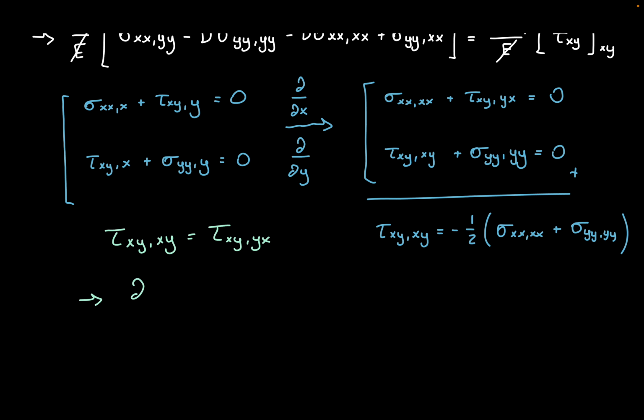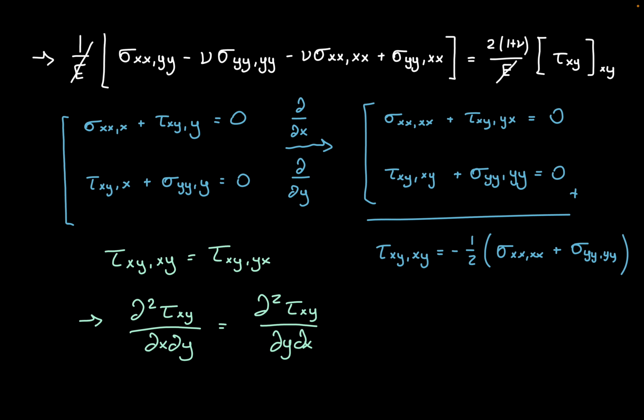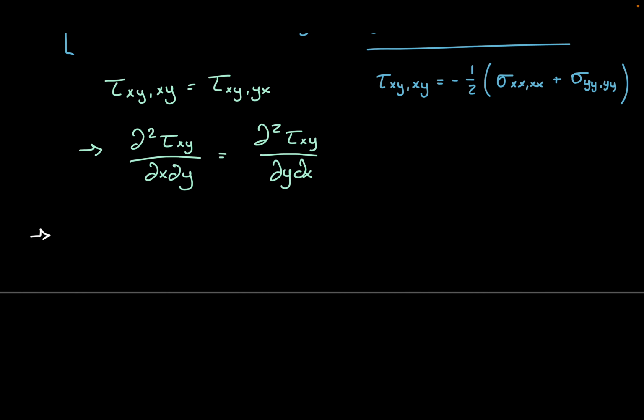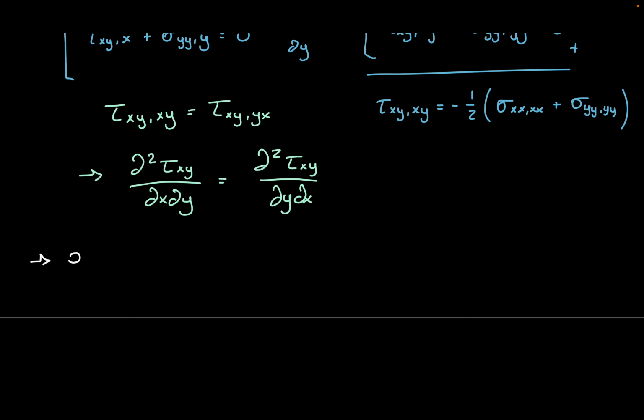If I write this out in the derivative form, so we take the double partial derivative of tau xy with respect to dx dy, that is going to be equal to the partial derivative of tau xy of dy dx. So that makes things a little bit handier. Now we have something to replace our tau xy with. So now we can write this out, let's look at it before, so we'll have our sigma xx yy minus nu sigma yy yy, and just keep writing stuff out. So there's nothing new yet.